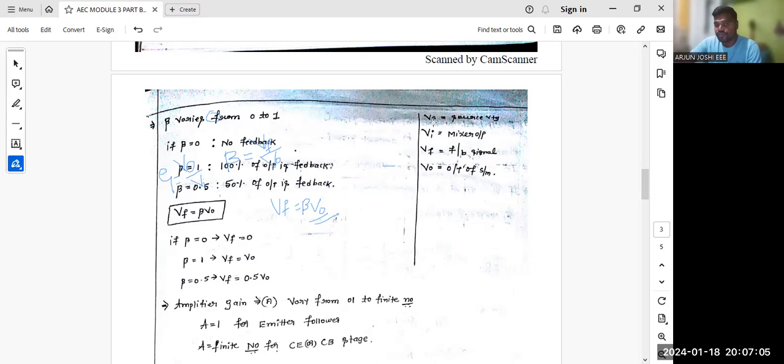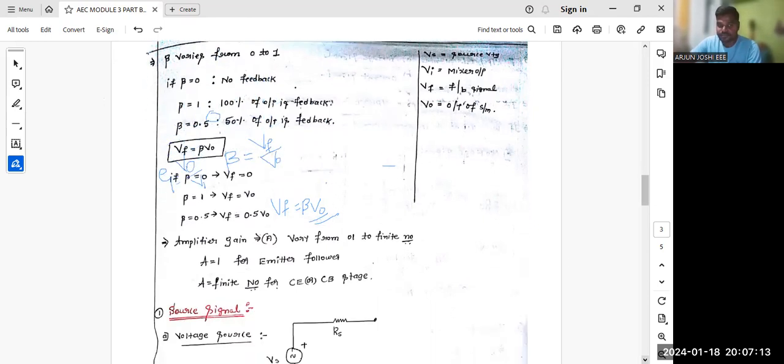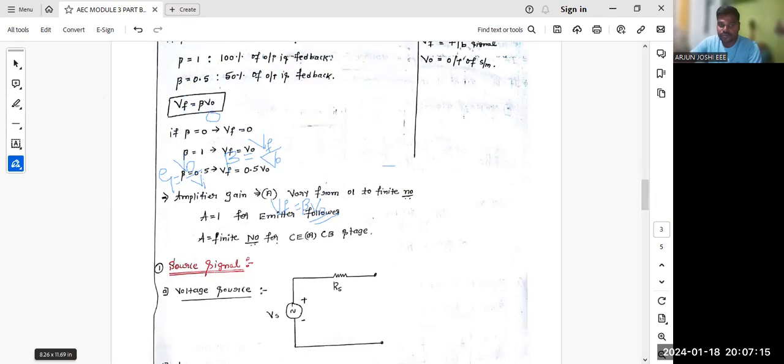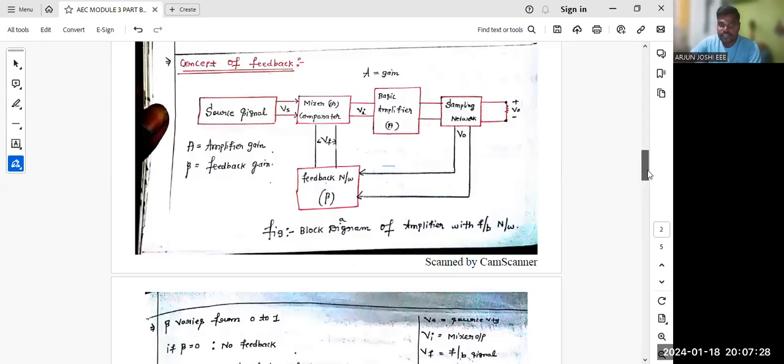Okay. So Vs is nothing but a source voltage. Va is nothing but a mixer output. Vf is nothing but a feedback signal. V naught is nothing but the output of the system. Okay, students, now let's rub the board. Next, let's understand the blocks. What is the first block here, students? The first block is the source signal.